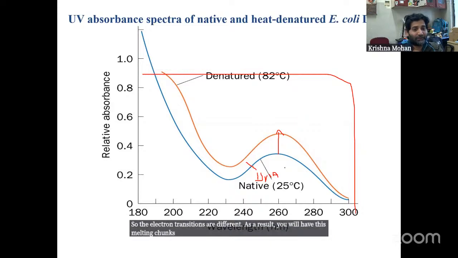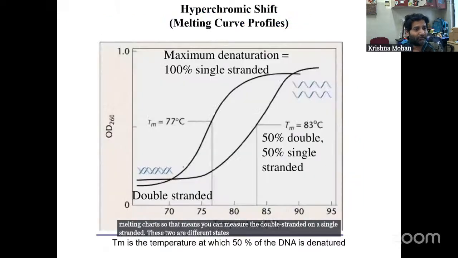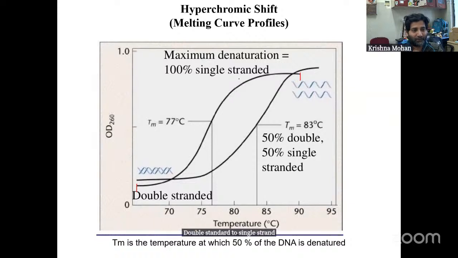So that means you can measure double-stranded and single-stranded DNA. These two are different states. So what can I measure? I can measure a melting experiment of double-stranded to single-stranded DNA for a particular DNA.